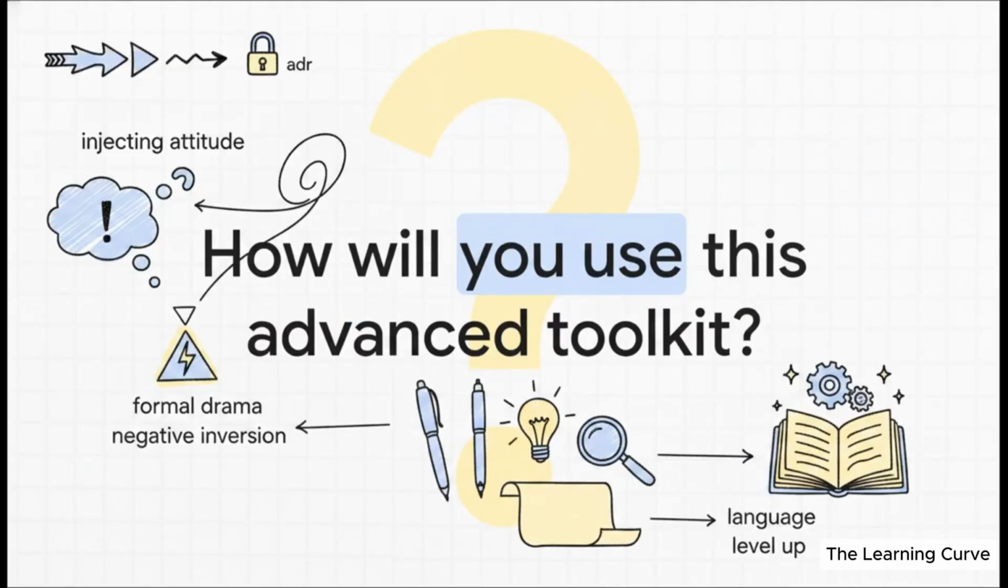Rarely do we see such easy ways to upgrade our writing. You see what I did there? We just used a negative inversion right in our own conclusion. By mastering conjunctive adverbs to bridge your ideas, sentence adverbs to inject your attitude, and negative inversion to create formal drama, you now possess a truly advanced toolkit.